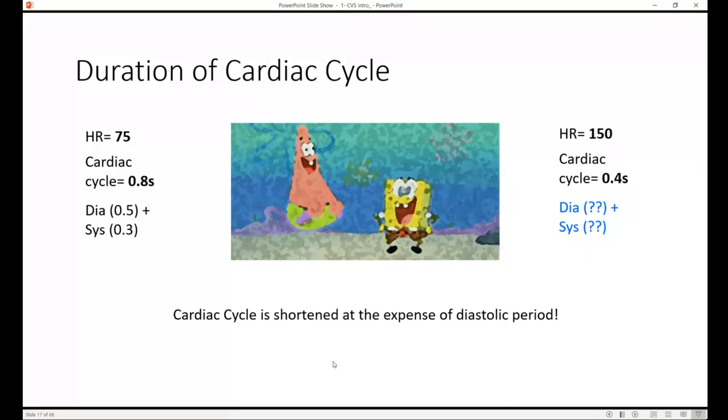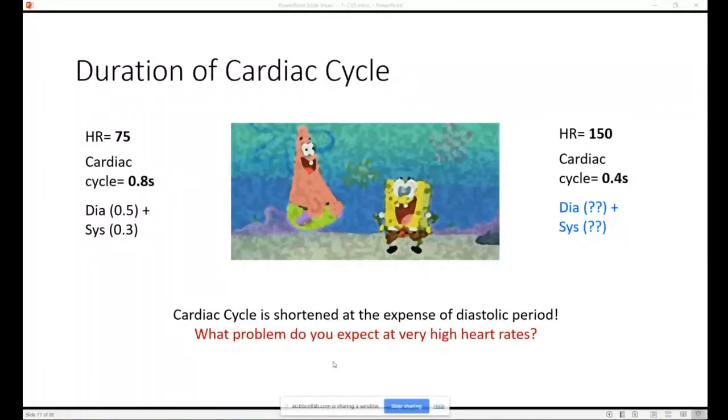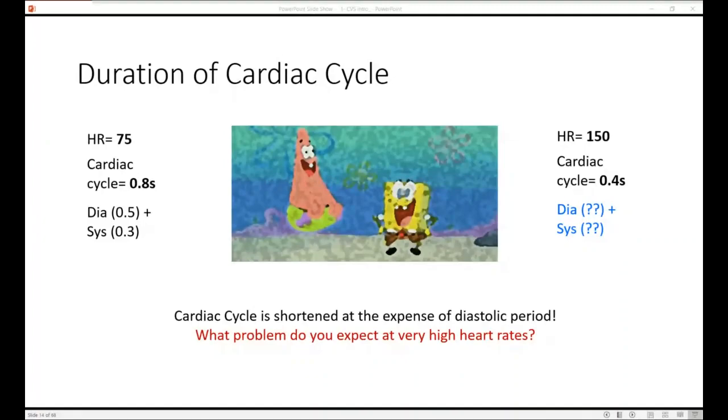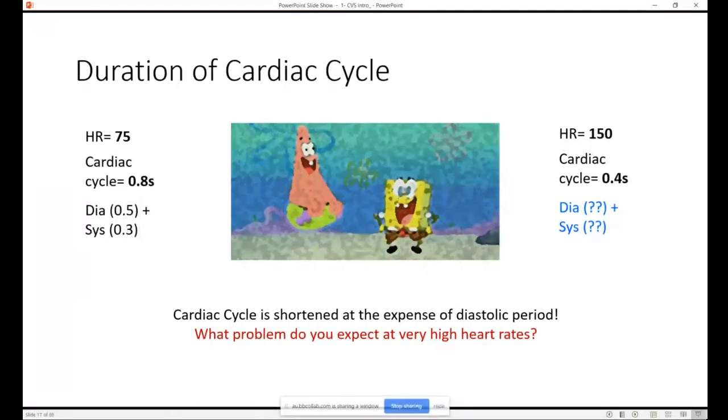So what is the problem that you expect if this happens? If someone is having a very high heart rate, what do you think will happen? What is the problem you can think of? Anyone? Yeah, when diastole shortens too much, you will not have good filling of the heart. When you don't have proper filling of the heart, you will not have enough blood leaving the heart as well. So cardiac output will decrease. Perfect. So that's important to remember.